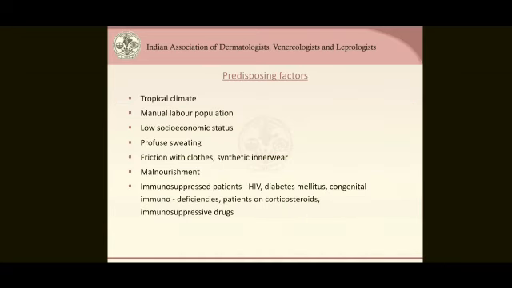So coming to the predisposing factors for acquiring this infection will be tropical climate, people working as manual laborers from the low socioeconomic status. All these above three factors will lead to profuse sweating. Once they sweat, the skin will become porous. That is how it will absorb whatever deposited on the skin, and in turn the fungal infection will evolve.